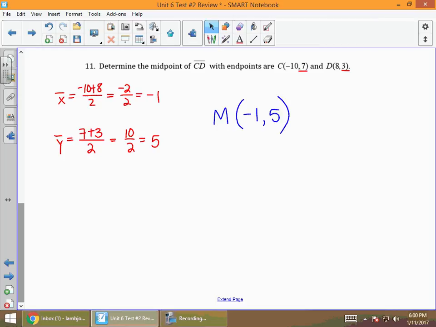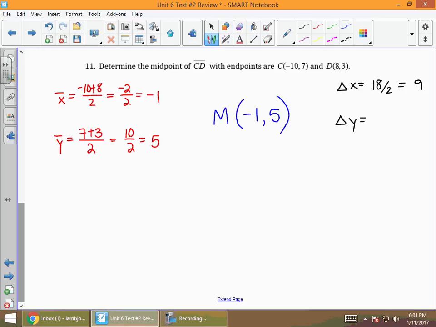And again, don't forget, you could find the change in x. From -10 all the way over to +8 is 18. If you want a 1-to-1 relationship, you divide that by 2, which is 9. And then I look at my change in y. It goes from 7 down to 3, so it drops down 4, divided by 2, which is -2.